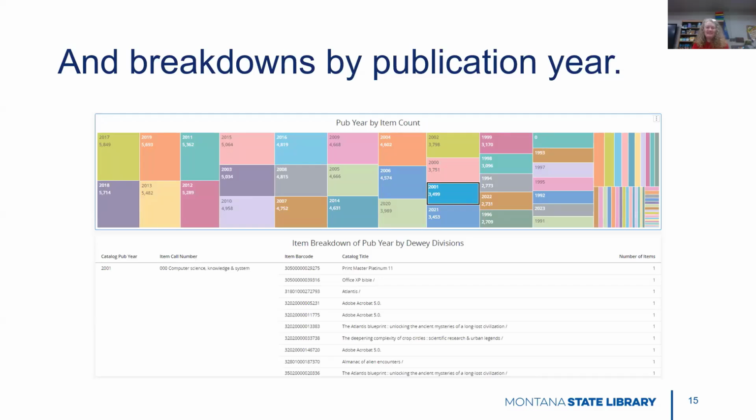the other page in the same dossier from the previous slide. It displays item counts by publication year. And clicking on one of these colored tiles lists all the items with that publication year and organizes them by Dewey Division. So in this example, the year 2001 is highlighted, and we're starting at the very beginning of Dewey Divisions with your 000 section.